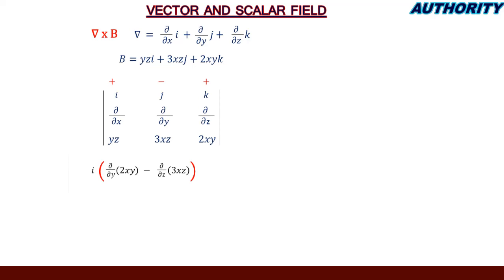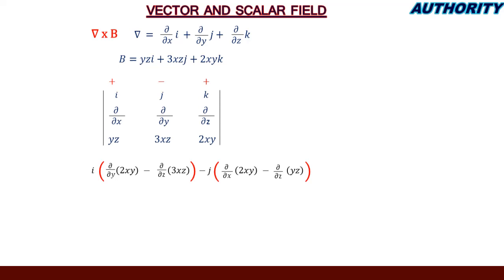Again, the next one we have j, and j is having negative, so we have minus j. J is in the first row, second column. So what you do is cover the first row, cover the second column. When you do so, you're also going to have another 2 by 2 matrix. Then you find the determinant of this 2 by 2 matrix. The determinant is going to give you the partial derivative with respect to x multiplied by 2xy, minus the partial derivative with respect to z multiplied by yz, okay, yes.